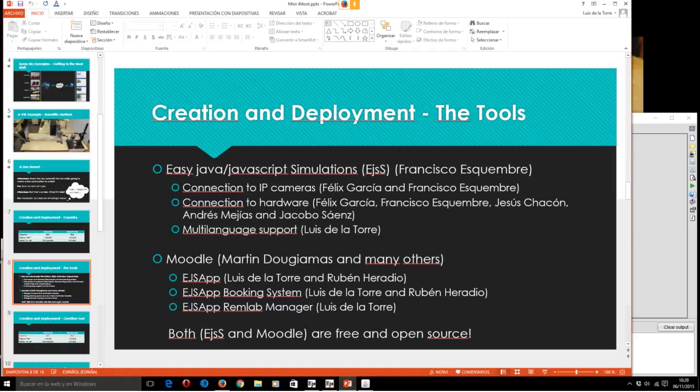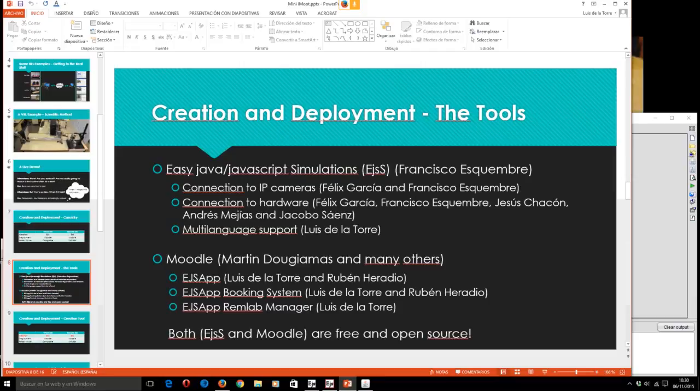A few words on Easy Java and JavaScript Simulations and Moodle and the plugins we developed for the deployment of the applications in Moodle. As I was saying, the tool EJSS has been built by a teacher at the University of Murcia, Francisco Esquembre. And then we extended it to get features to make it available to remote labs, for example, connection to IP cameras, thanks to Felix Garcia, also a teacher at the University of Murcia, and Francisco Esquembre.